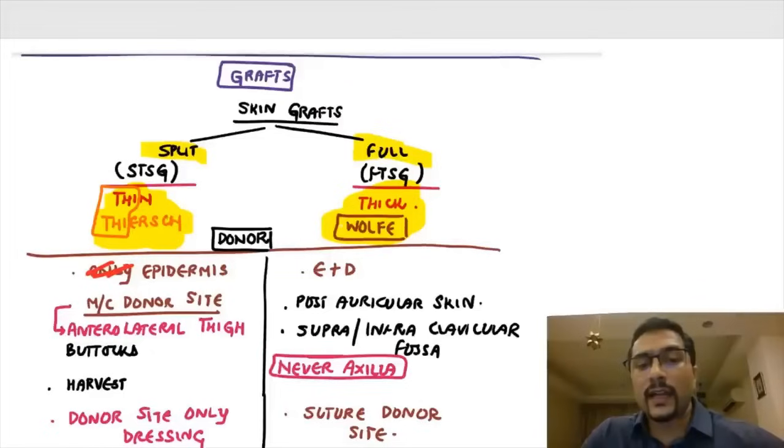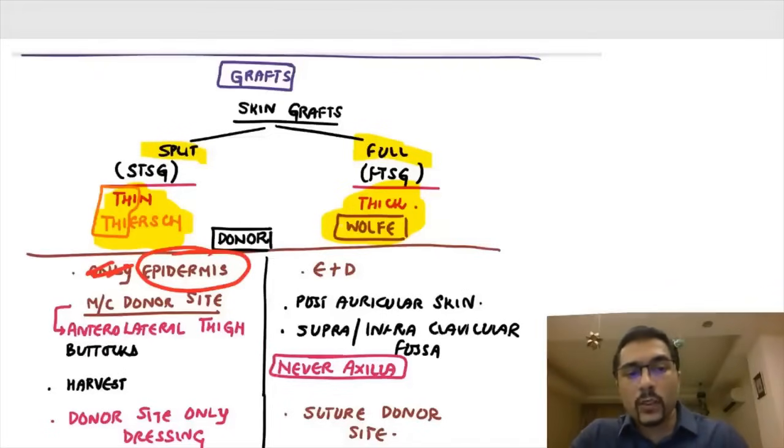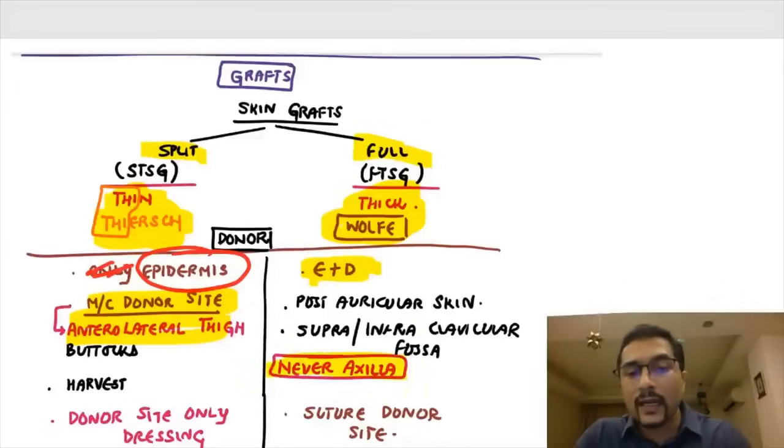Split thickness skin graft has epidermis and part of dermis. Very slight area of dermis can also be there. And the most common donor site is the thigh for a split thickness skin graft. Full thickness skin graft has epidermis and dermis. And please remember, we can use the post-auricular skin, but we never use the axilla for full thickness skin grafting. And to raise a split thickness skin graft, we use a Humby's knife.